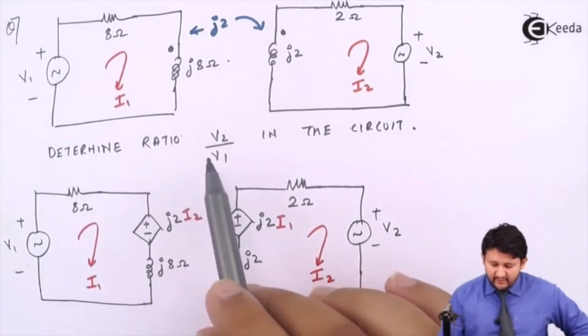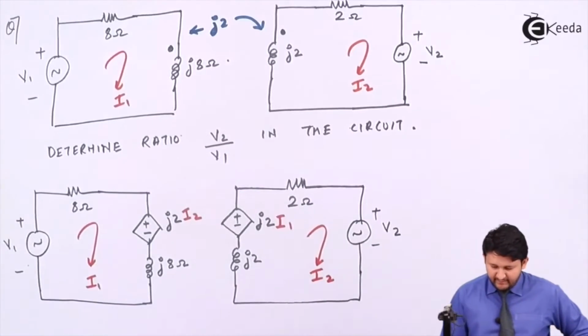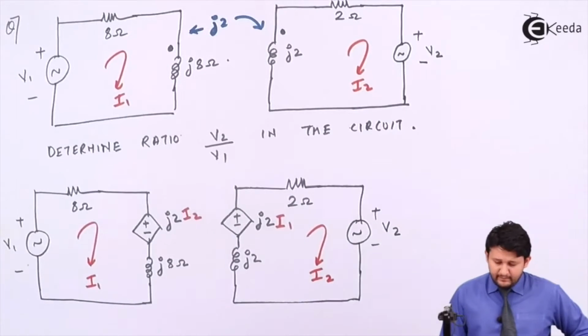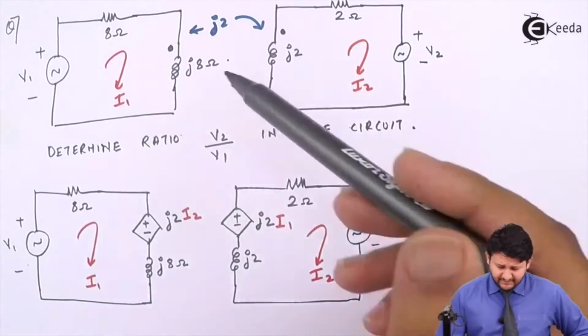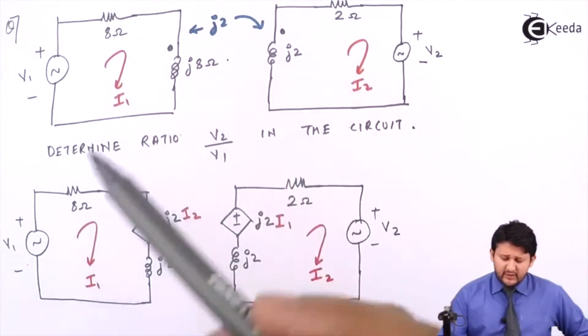A circuit is given to you. Determine the ratio V2 by V1 in the circuit. We already discussed this in the first sum. When we need to solve this kind of sum, the first thing is that we need to remove the coupling.